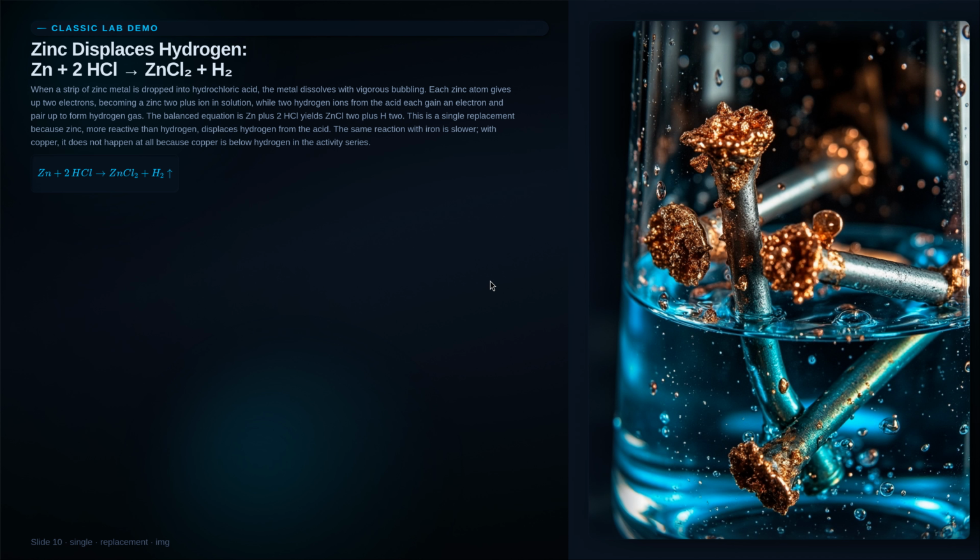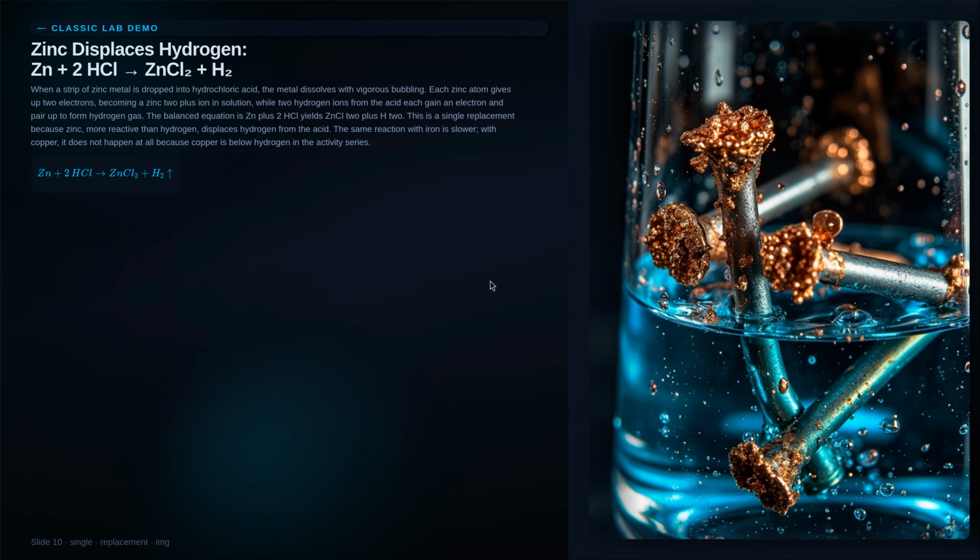Look at the image of iron nails placed in a blue copper sulfate solution. Within minutes, you can see a reddish copper deposit forming on the iron surface, and the blue color of the solution fades as copper ions are removed. The balanced equation is Fe plus CuSO4 yields FeSO4 plus Cu.